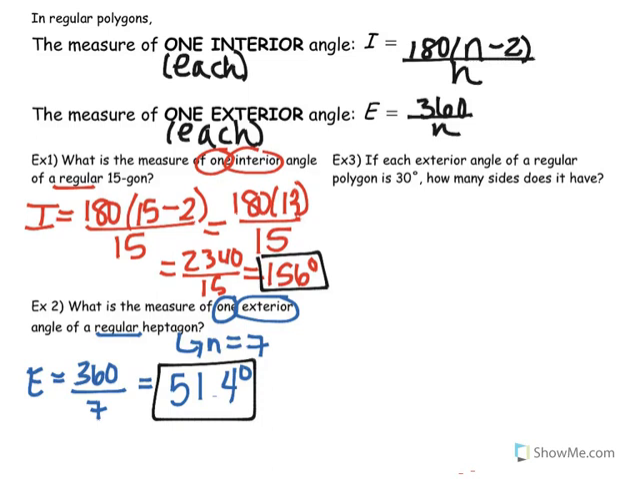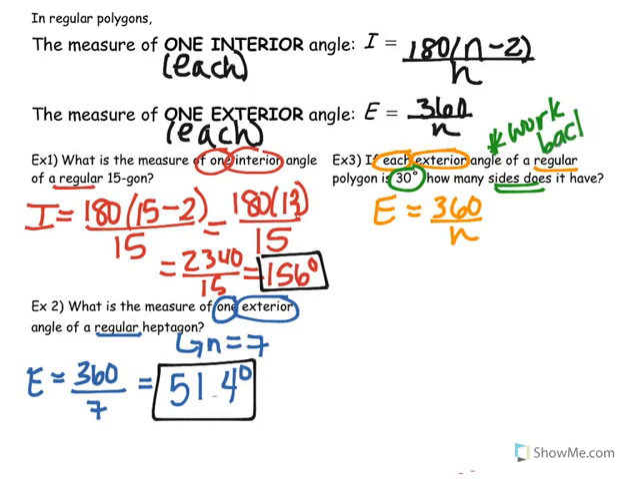Looking at example 3, notice it says if each exterior angle of a regular polygon is 30 degrees, how many sides does it have? So the important word here is that I have each exterior. Remember, each also means 1. And then I'm talking about a regular polygon. So I know I can use my formula, 360 divided by n. But now the problem is I'm asking you how many sides does it have, and I'm giving you the angle. So in this example, I need to work backwards, like we have in previous examples. So instead, I know the angle, 30 equals 360 divided by n.